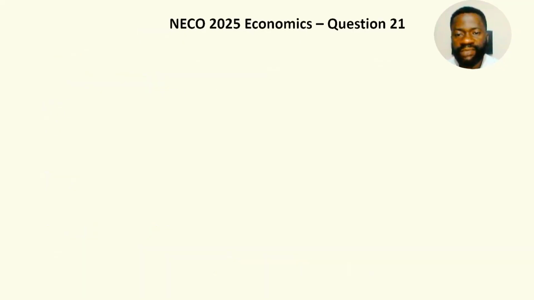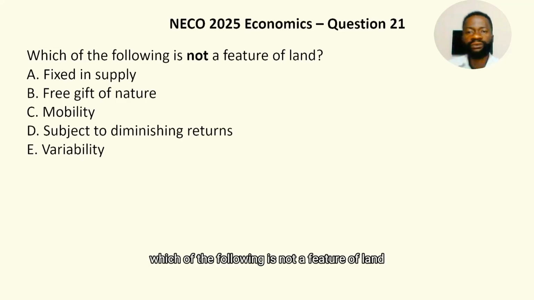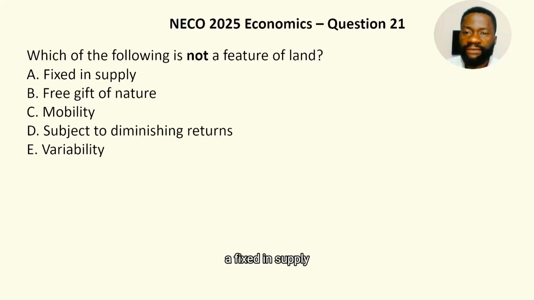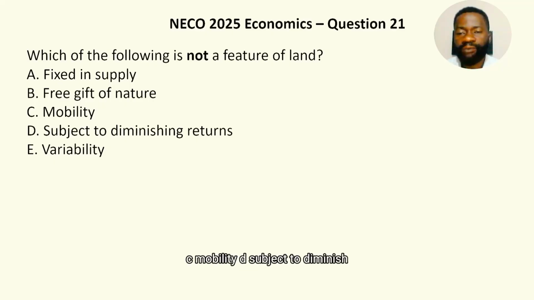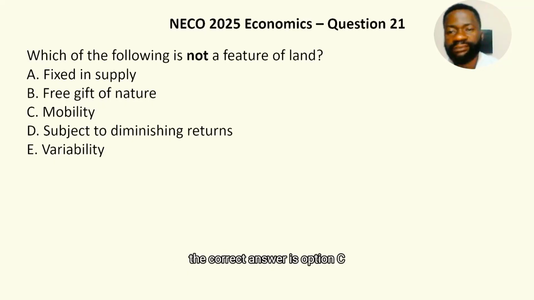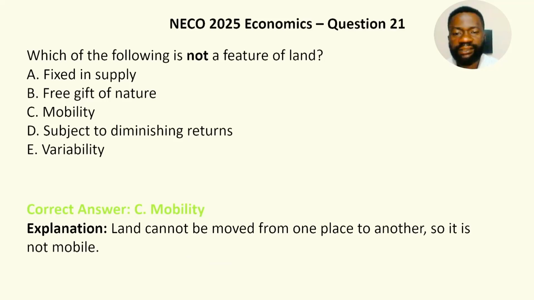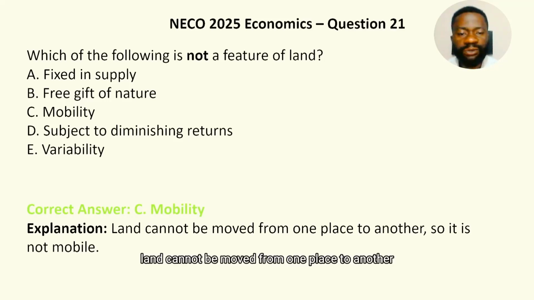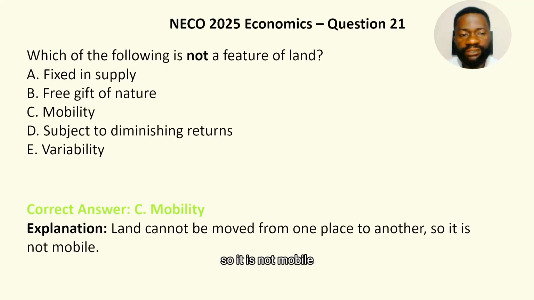Next one. Which of the following is not a feature of land? A. Fixed in supply. B. Free gift of nature. C. Mobility. D. Subject to diminishing returns. And E. Variability. The correct answer is option C. Mobility. Land cannot be moved from one place to another, so it is not mobile.